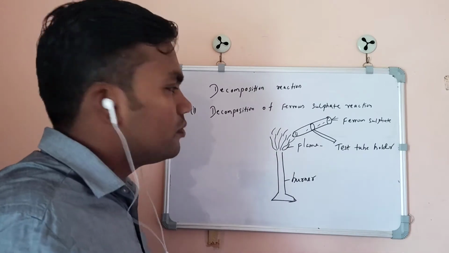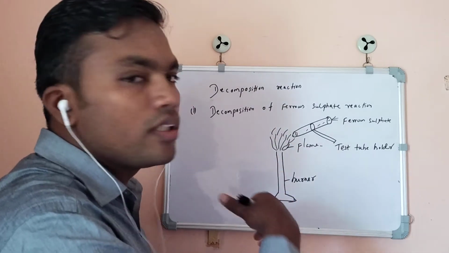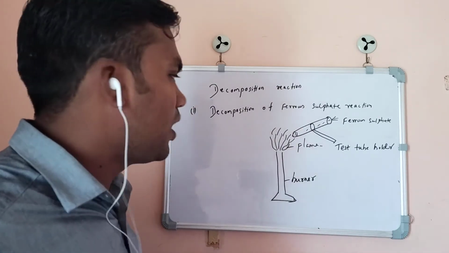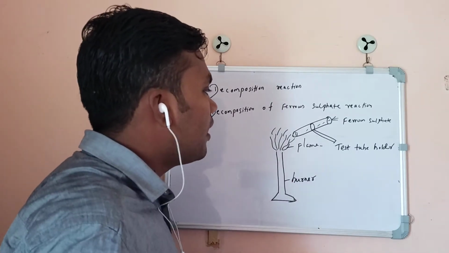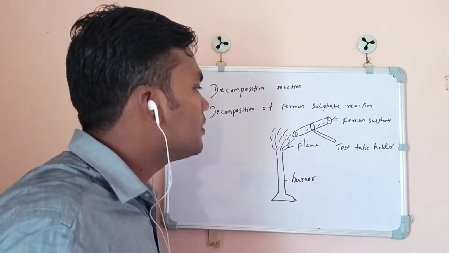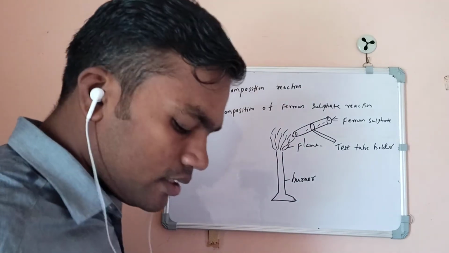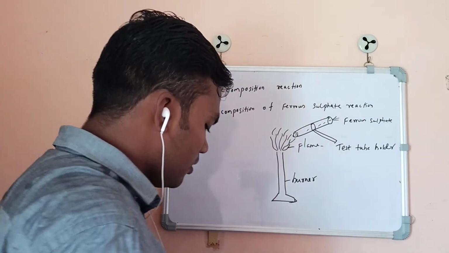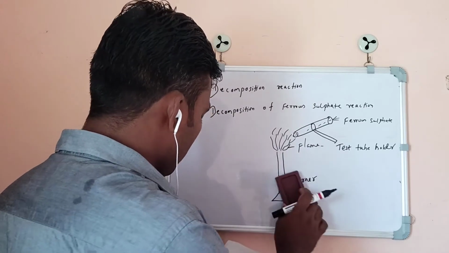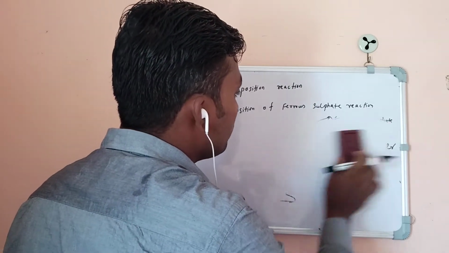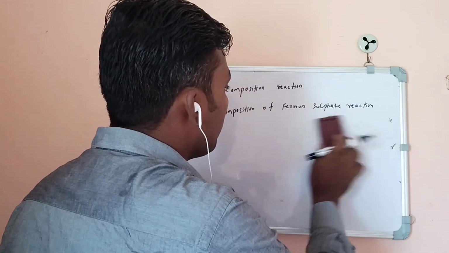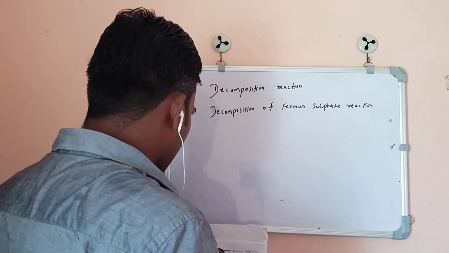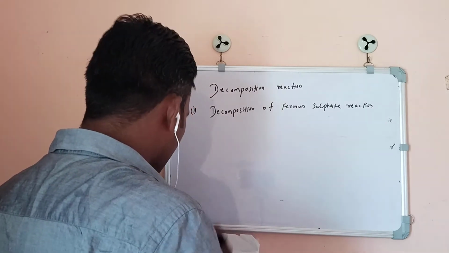Always keep the test tube mouth pointing to the opposite side of the place where you are standing. Do this experiment and observe what is happening inside the test tube. Now you can observe the odor of the sulfur content while you are doing the experiment. Let us see this amazing experiment of ferrous sulfate decomposition reaction.